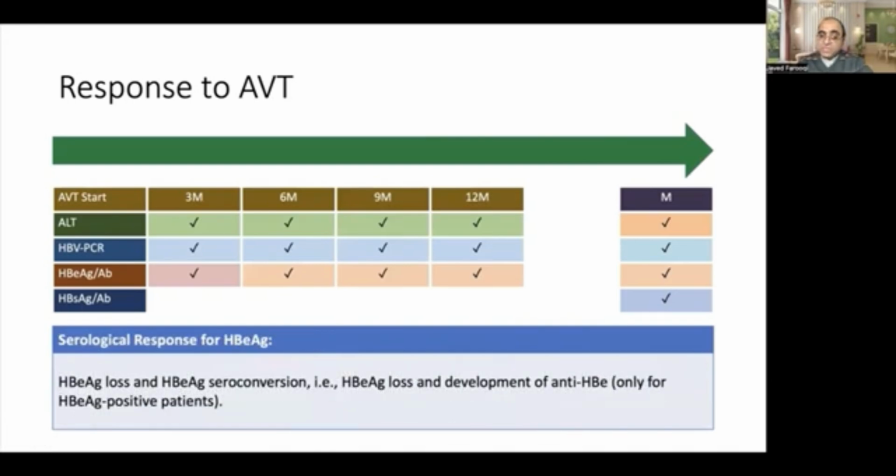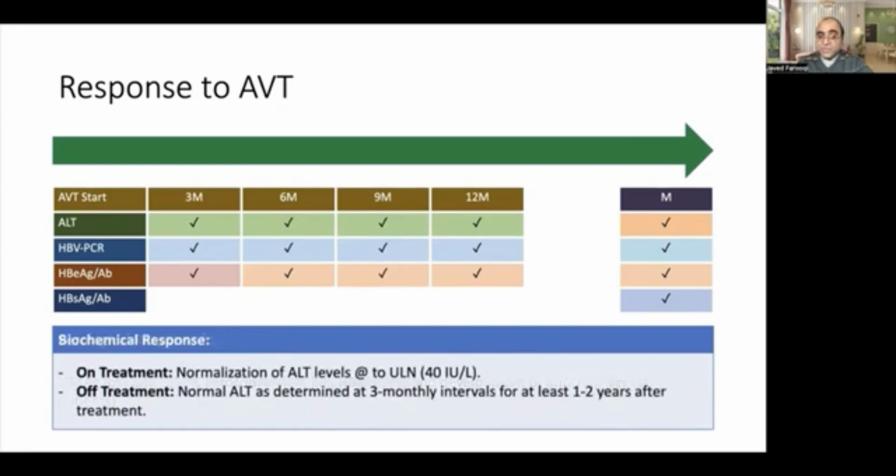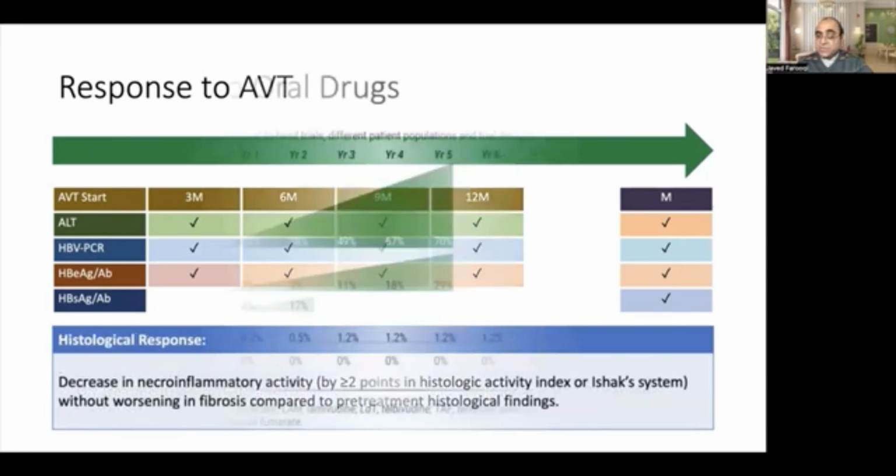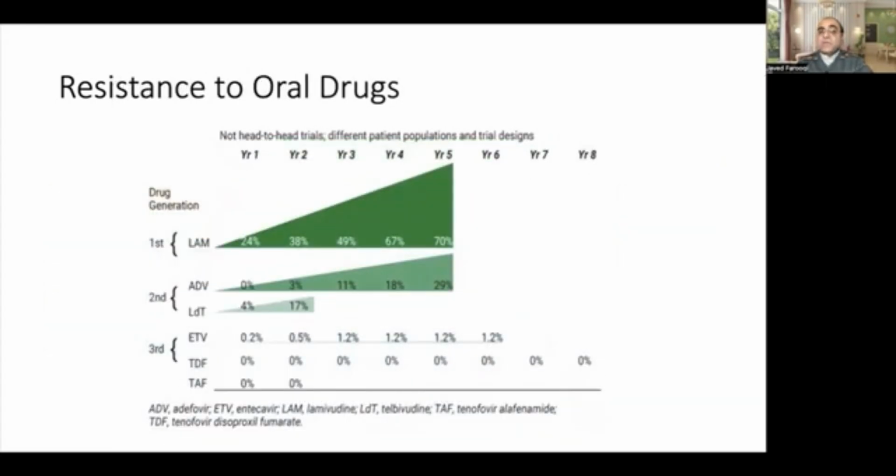Serological response, again, is the E antigen loss, E antibody seroconversion, and of course the S antigen loss and S antigen seroconversion. Biochemical response, we discussed that ALT should be normal throughout, and the same is the histological response. Few words about the resistance to oral drugs.